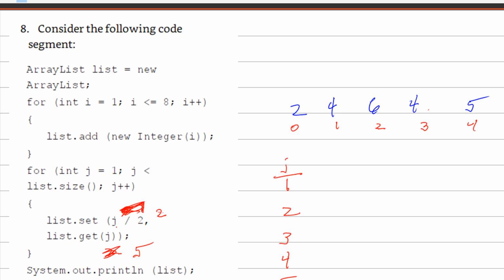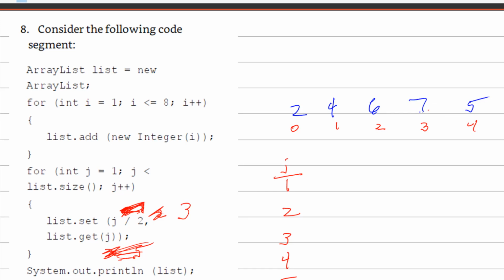Okay, so now I have list.set J over 2, 6 over 2, which is 3, and list.get 6. So that means replace what's in the 3 position with what's currently in the 6 position. So there's a 7 in the 6 position, so I'm going to overwrite the 4 with a 7. Okay. All right. So then I'm done, and J goes up to 7.